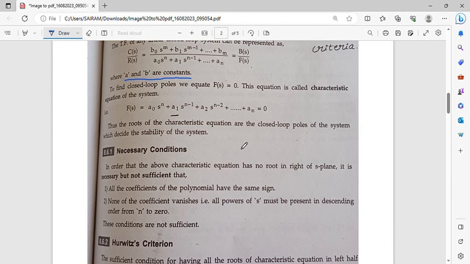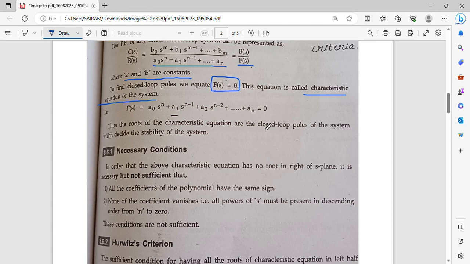And to find the closed loop poles, we equate F(s) = 0. So if we have to find out the closed loop poles, what do we do? We equate F(s) = 0, and so this is what is called the characteristic equation of the system. Right? If you want the closed loop poles, you're supposed to equate F(s) = 0, and that is what we call the characteristic equation. And your F(s) is equal to a0 s^n + a1 s^(n-1) and so on. This whole thing is what? That is F(s), right?